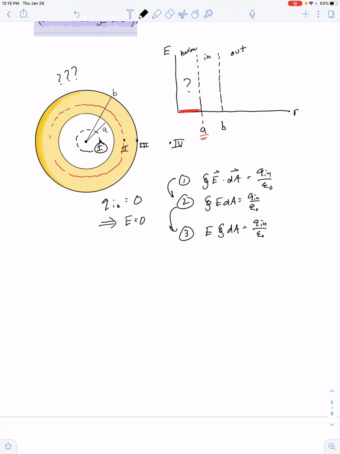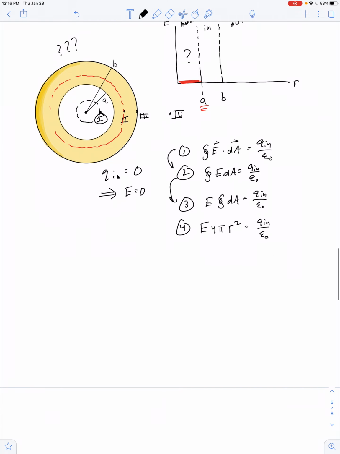Now, because our Gaussian surface, again, is a sphere, step number 4, E times 4 pi lowercase r squared is q in over epsilon naught. Why don't we just always start with 4? It seems to be where we end up every time. Well, because there's something to be said for coming up with the rationale for each step. It's one thing to be able to do the mathematics by rote. It's another to know the concepts behind each step of the derivation.